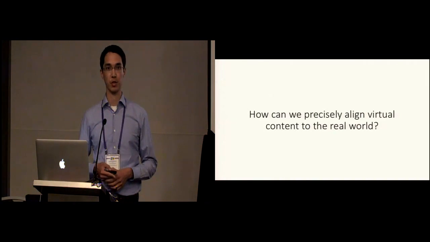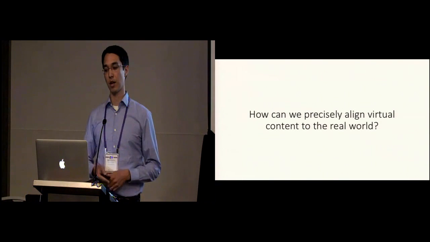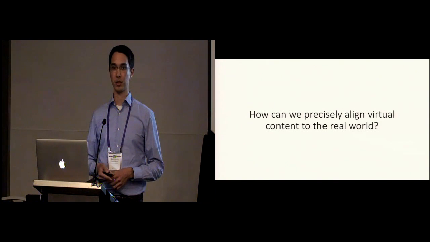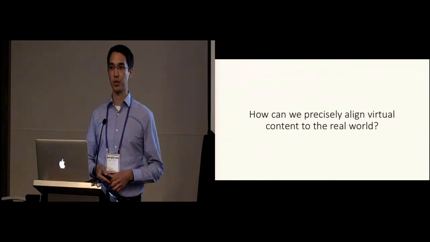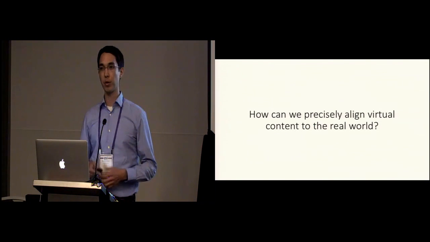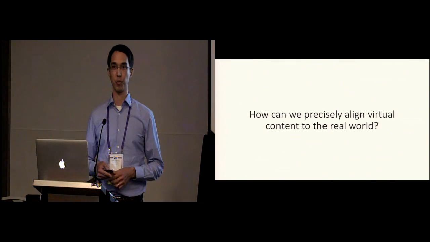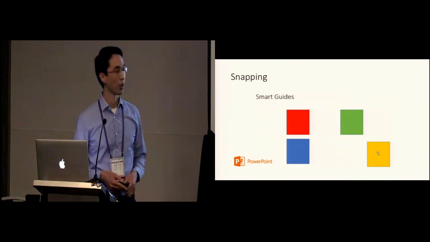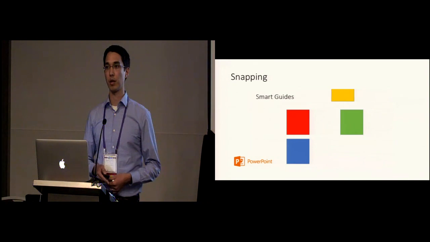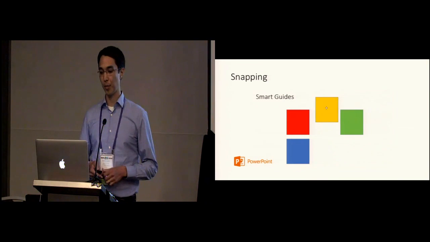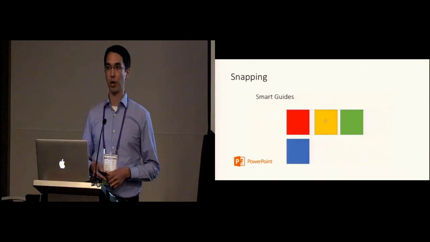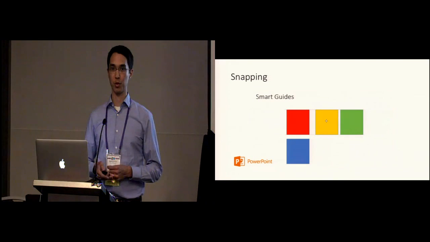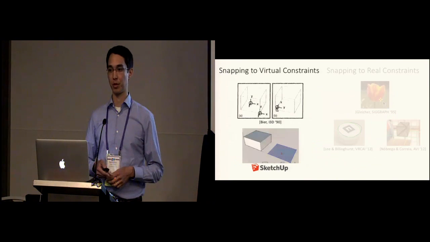So we asked ourselves this question: how can we precisely align virtual content with respect to the real world, given certain physical constraints or certain design constraints? And we quickly realized that an important tool in many desktop 2D and 3D environments is snapping. So snapping, you're probably all familiar with it in different applications such as PowerPoint. Here you see PowerPoint allows you to snap virtual content with respect to certain geometrical properties of other content.